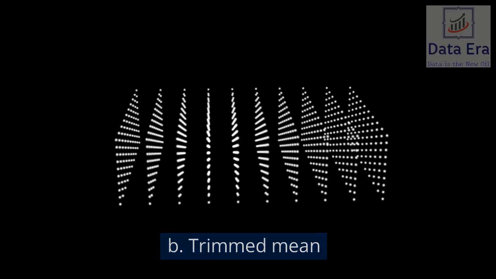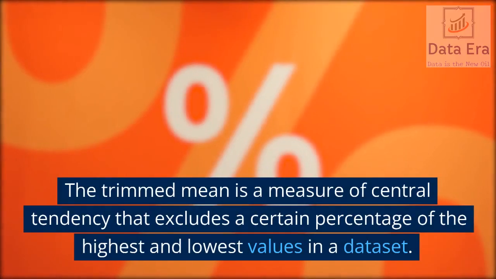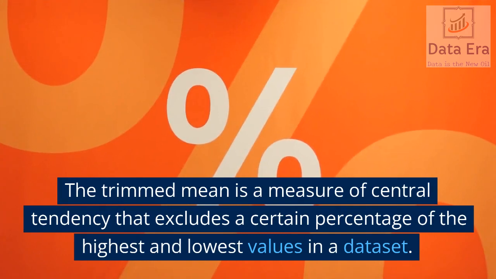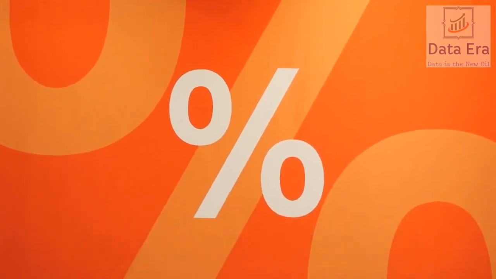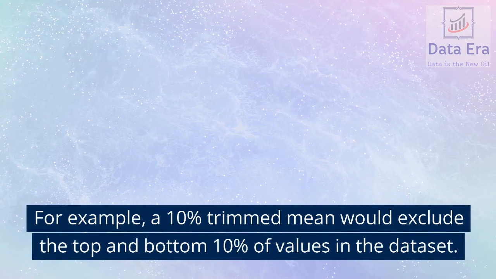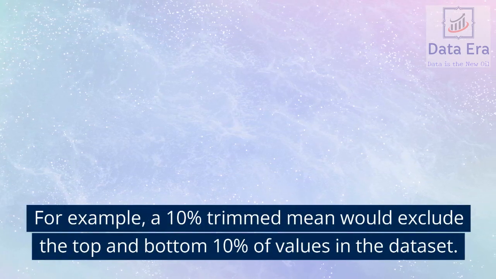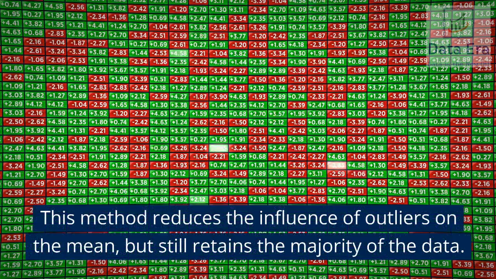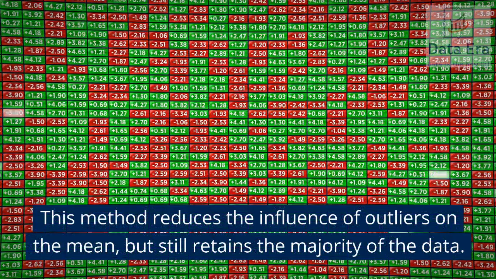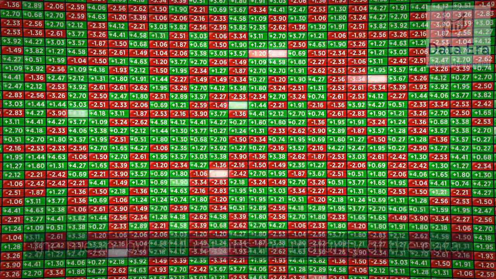B. Trimmed mean. The trimmed mean is a measure of central tendency that excludes a certain percentage of the highest and lowest values in a dataset. For example, a 10% trimmed mean would exclude the top and bottom 10% of values in the dataset. This method reduces the influence of outliers on the mean, but still retains the majority of the data.